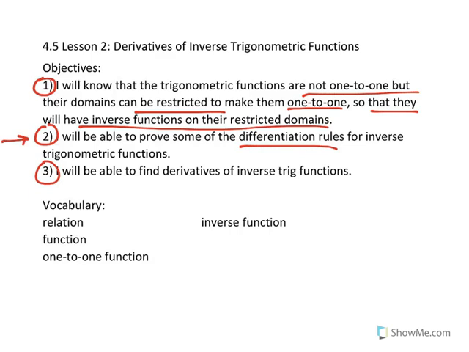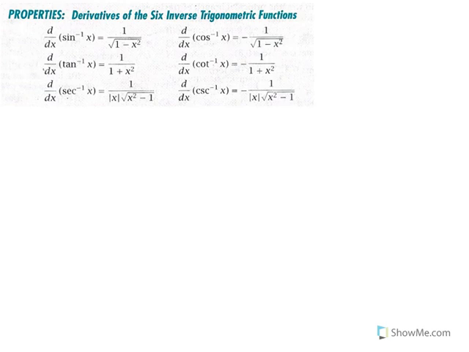So we took a look at proving one of the differentiation rules for the inverse trig functions, and now we'll look at 4 examples for finding derivatives of inverse trig functions using the differentiation rules for the inverse trig functions. So these are the derivatives of the 6 inverse trigonometric functions, and we will use them along with the chain rule to find the derivatives of the functions that we will be looking at for the lesson today.